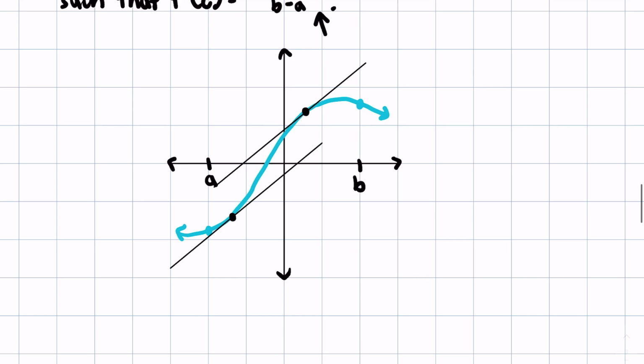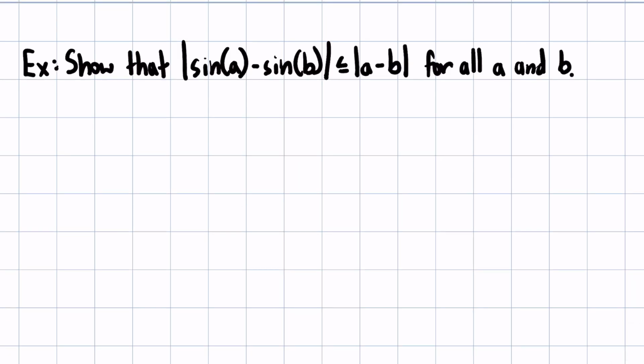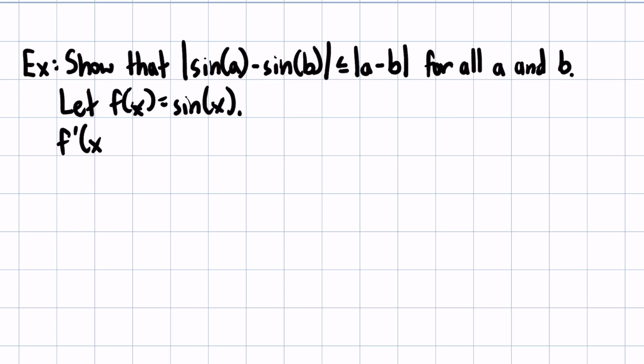So we're going to do an example of how to apply the mean value theorem. We're trying to show that the absolute value of sine A minus sine B is less than or equal to the absolute value of A minus B for all A and all B. So what I'm going to do is define a function, f of x equals sine of x, right? So in this case, f prime of x is going to be cosine of x.